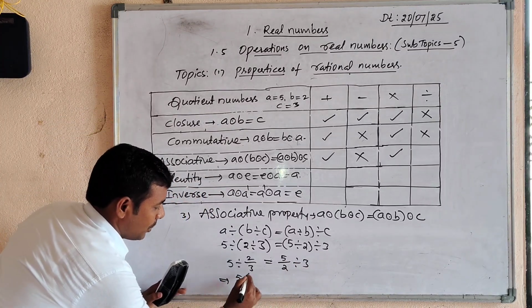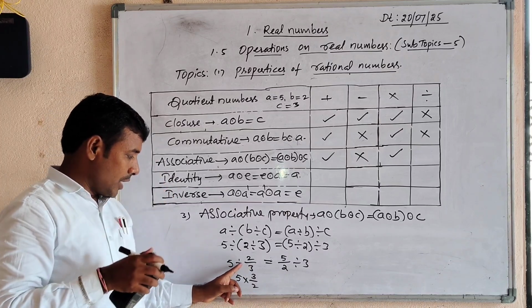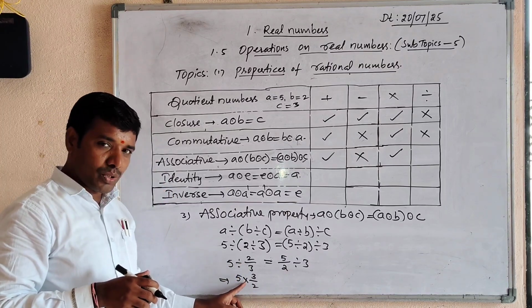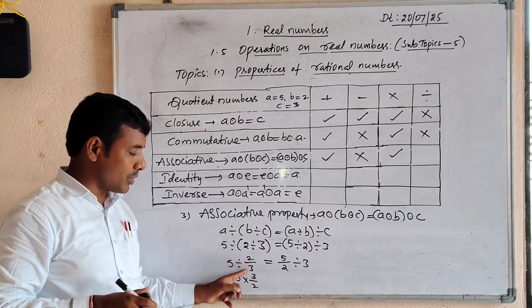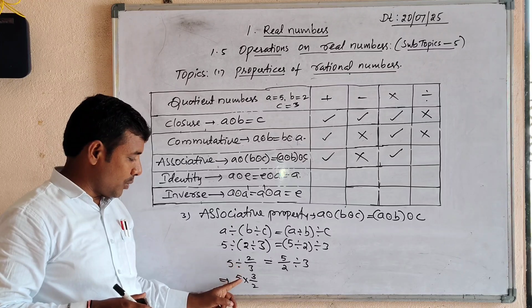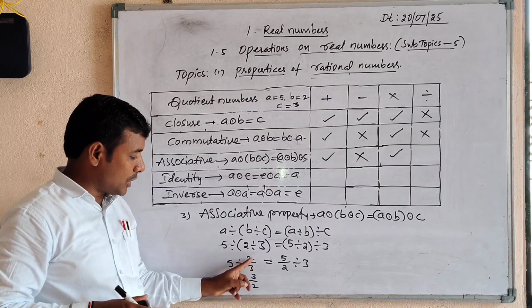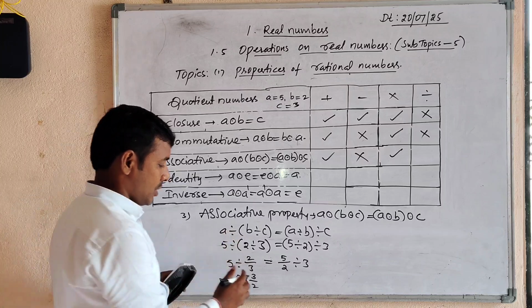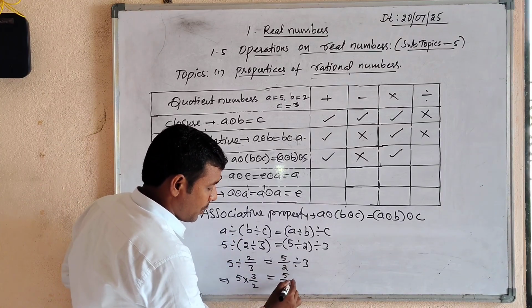5 into, it's a reciprocal, 3 by 2. What to do? Instead of division you put the into sign, then make it immediately a reciprocal, 3 upside, 2 downside. Understood? Instead of division you put into. Now multiply, make it a reciprocal. Same manner here also, 5 by 2. Instead of division you put into.